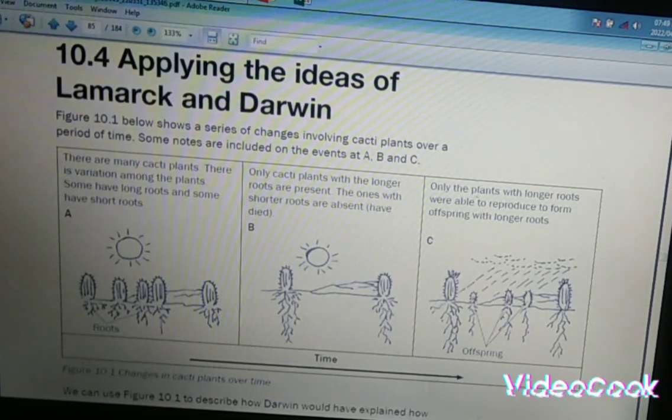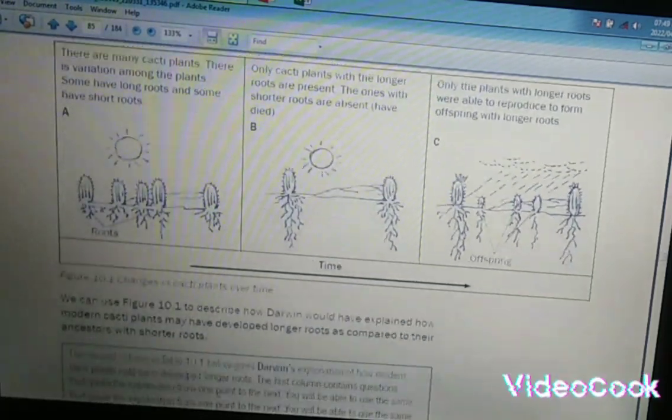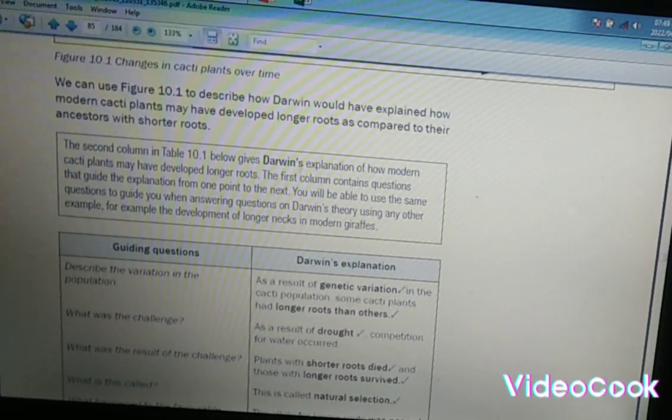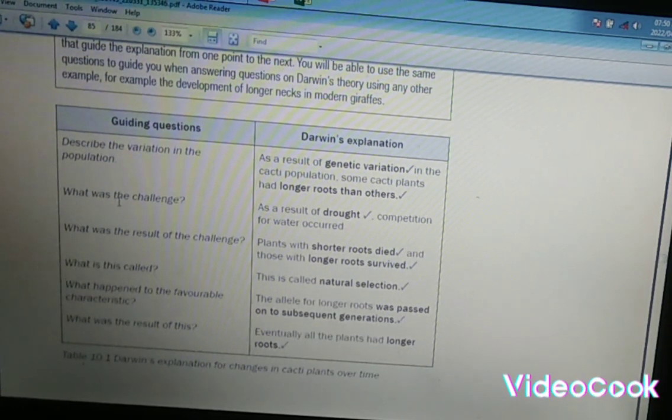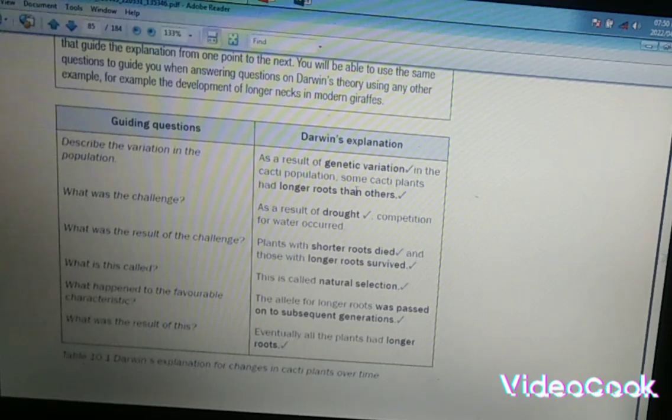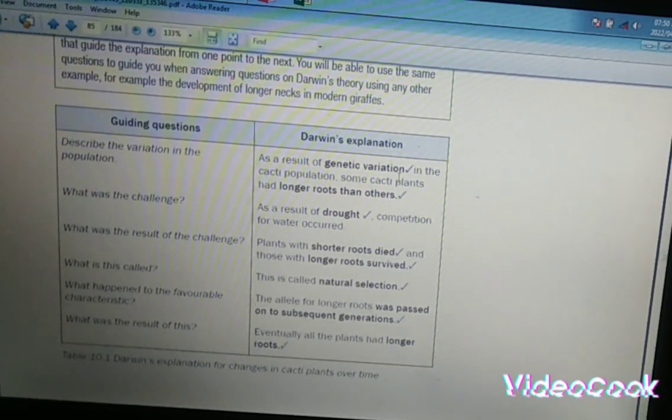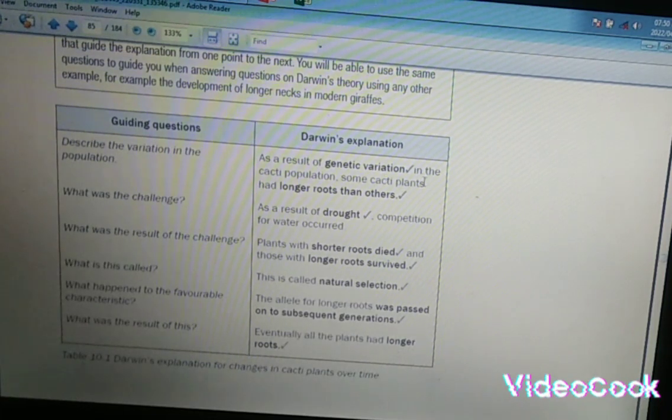Okay? Moving on to C, only the plants with longer roots were able to reproduce, to form offspring with longer roots. So with that being said, now, using Darwin's theories as explanation, the first question says, describe the variation in the population. As a result of genetic variation in the cacti population, some cacti plants had longer roots than others. They are the same species.